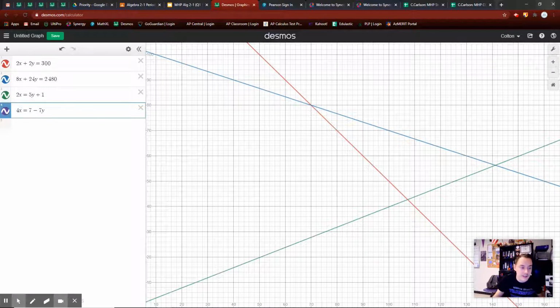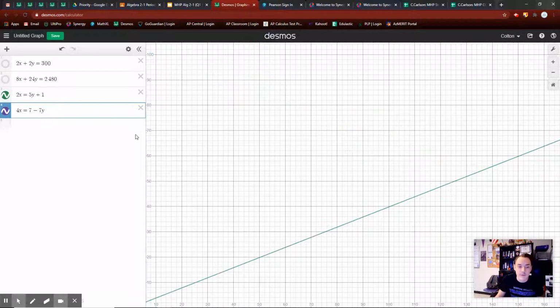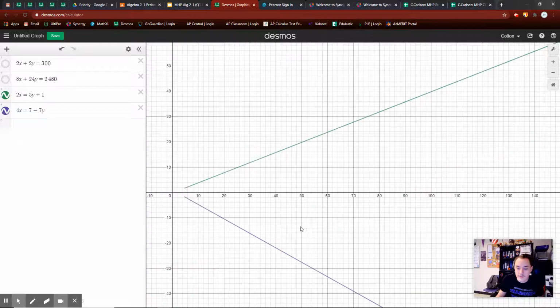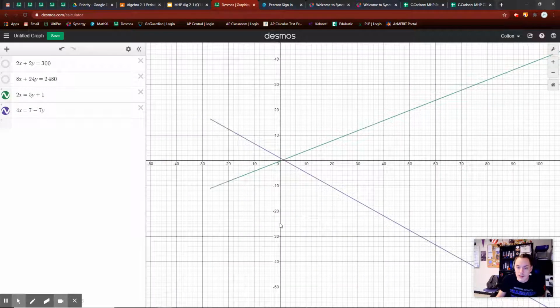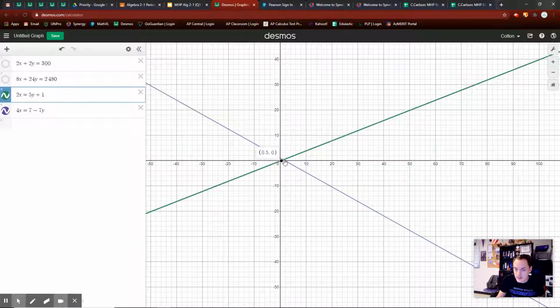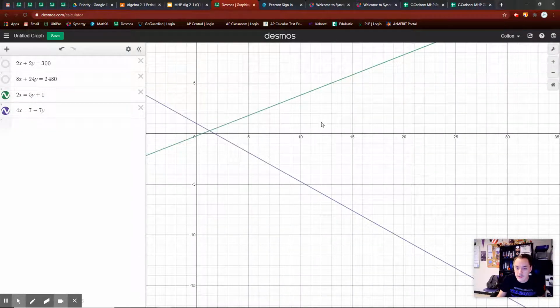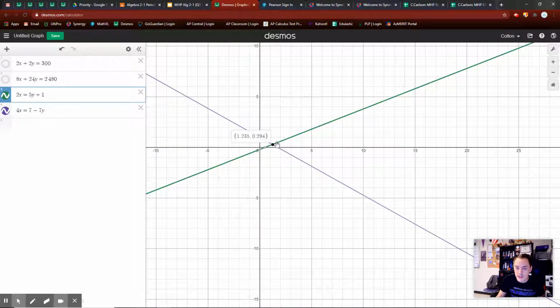Oops, I accidentally did C. Let's get rid of these. Let's do Barney colors. Okay. So now, these are my lines. Now if I try to zoom up, let me zoom up here. This is where they intersect. Now, that's a decimal. Okay?